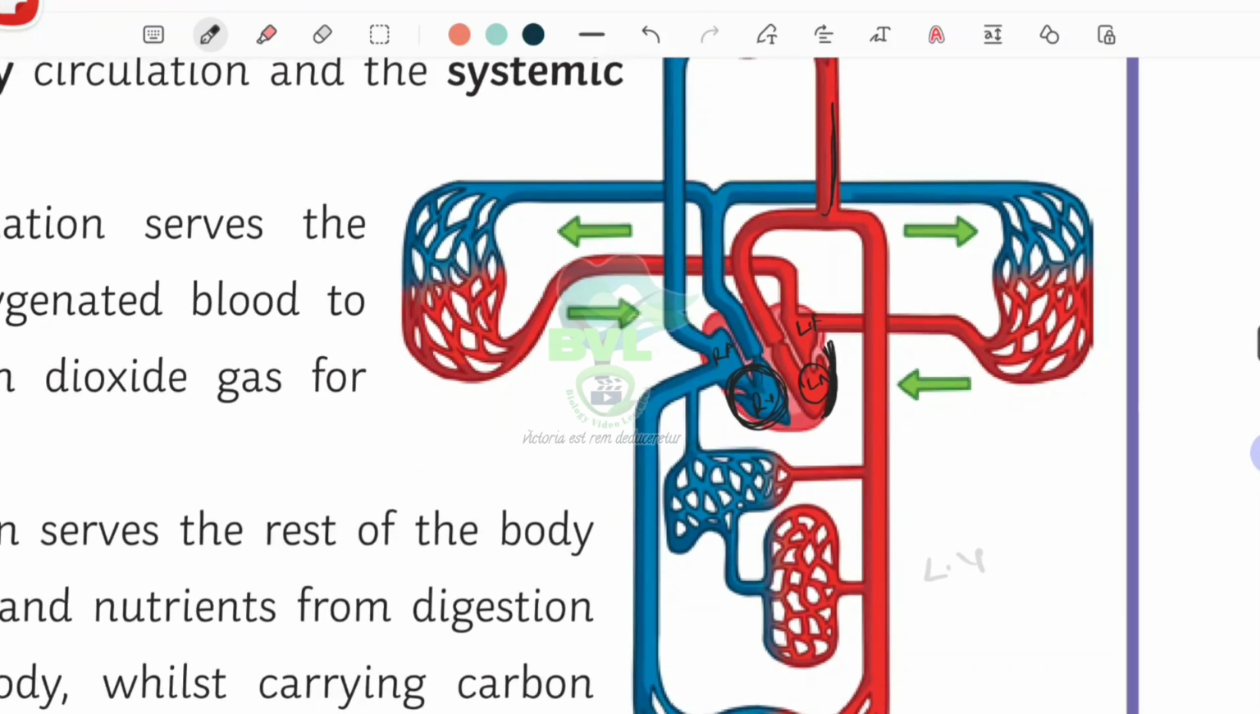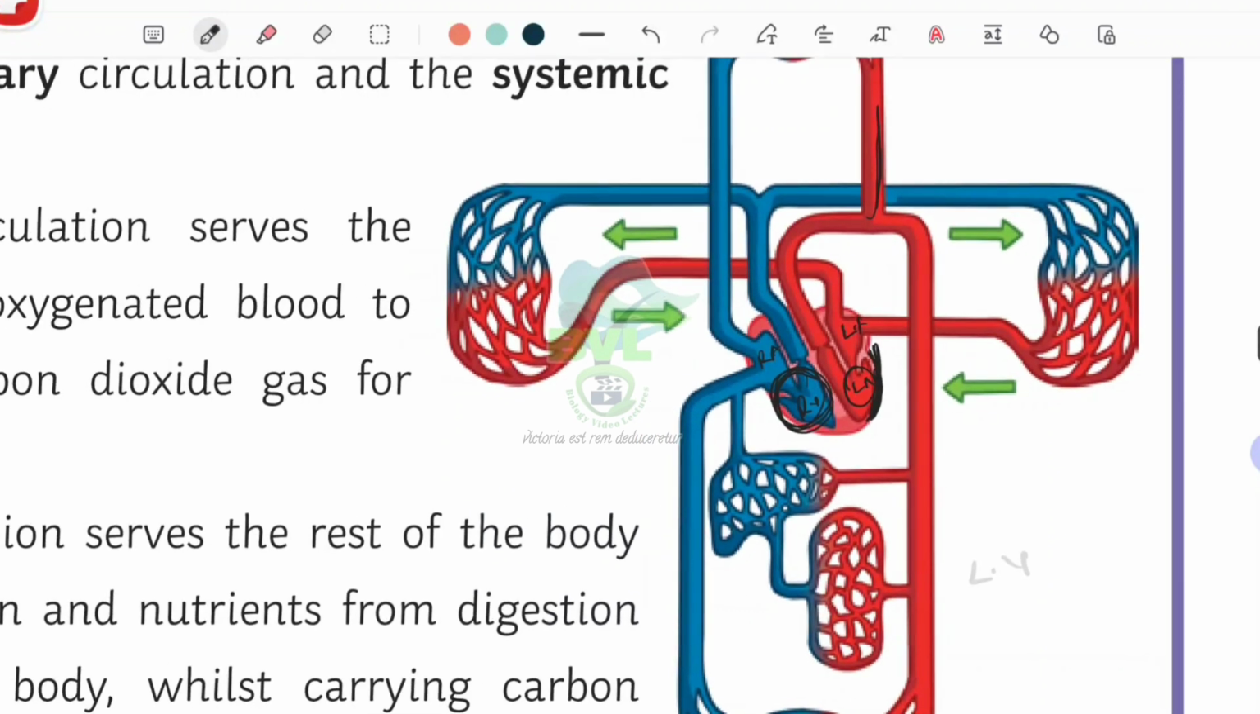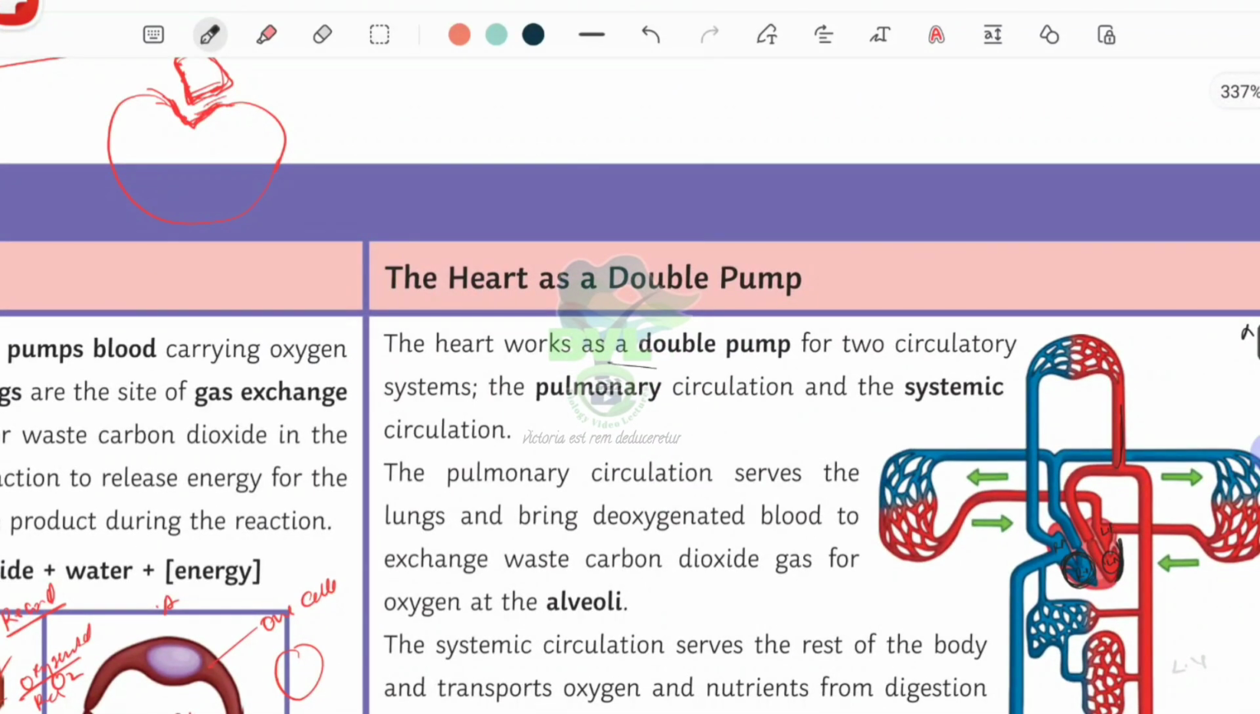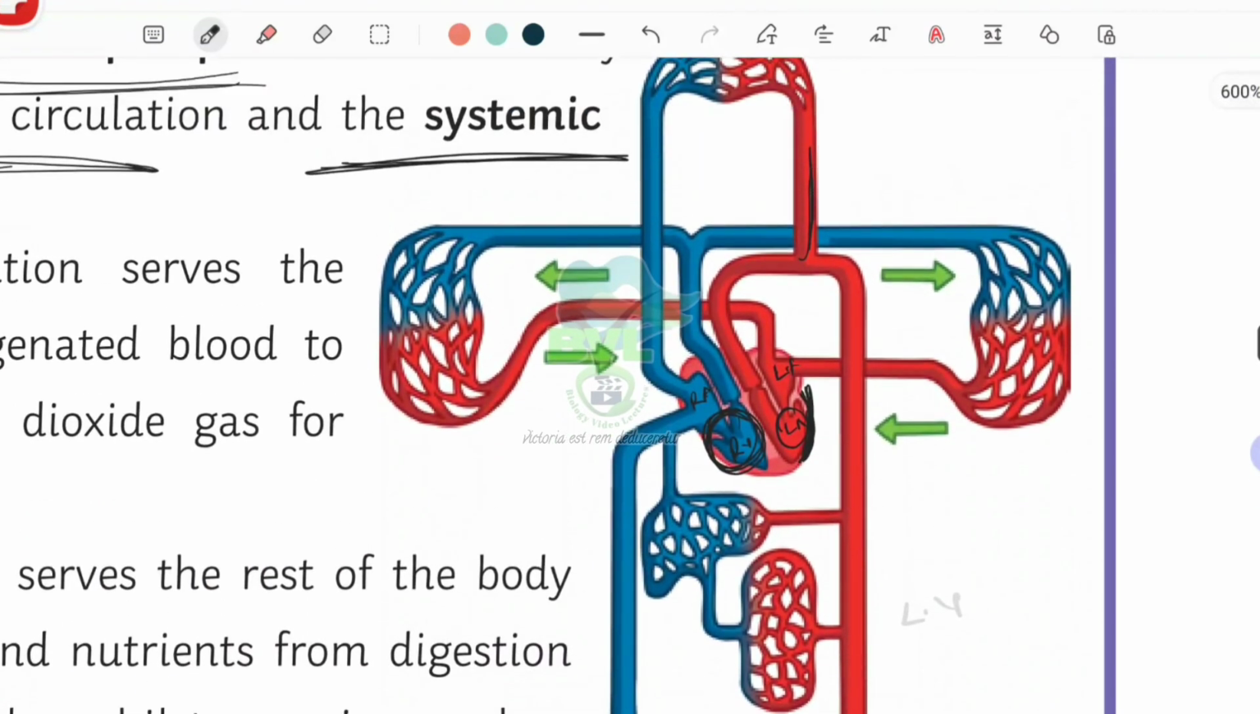Now, coming back here, you should know that the heart carries out what we call double circulation, or it's a double pump that carries out double circulation. What are the two circulations? Pulmonary circulation and systemic circulation. So let me explain each of them to you. I'm explaining the pulmonary circulation now.